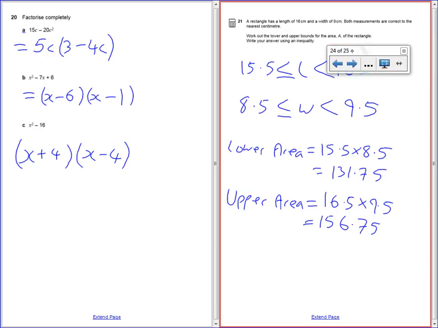And again, we have to acknowledge that it can't actually equal the upper bound. It can be anything less than that. So our area is an inequality. It must be greater than or equal to 131.75, the lower bound, and less than 156.75. Centimetres squared technically, but you didn't need the units to get the marks on this.